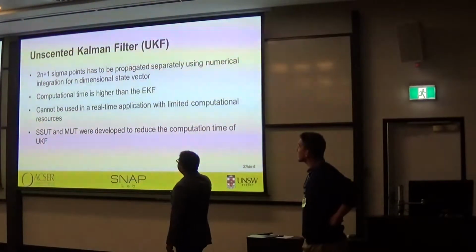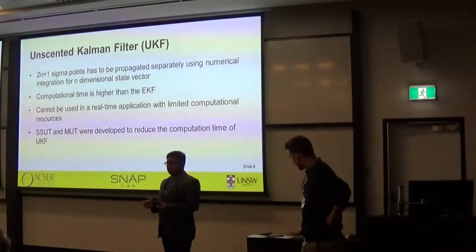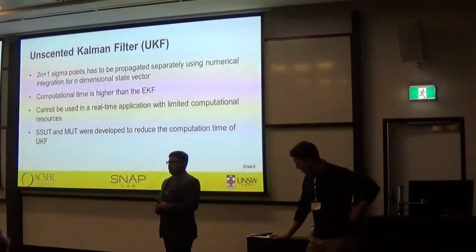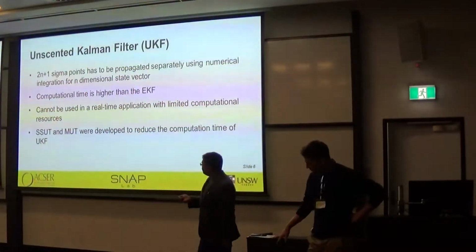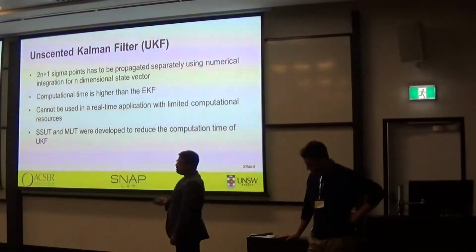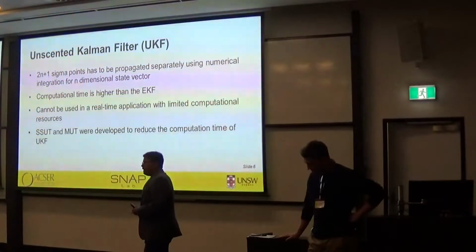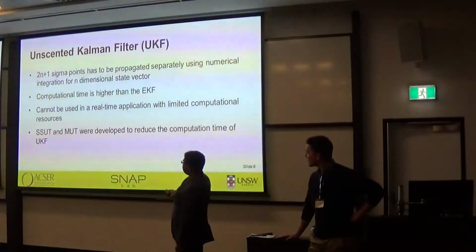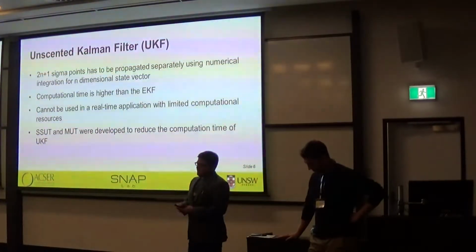Due to this numerical integration, computation time is very high, and for CubeSats, it's really hard to implement UKF because of the power constraints. And then there are several algorithms out there, like spherical simplex unscented transform and other UT methods, but these don't reduce the processing time much.